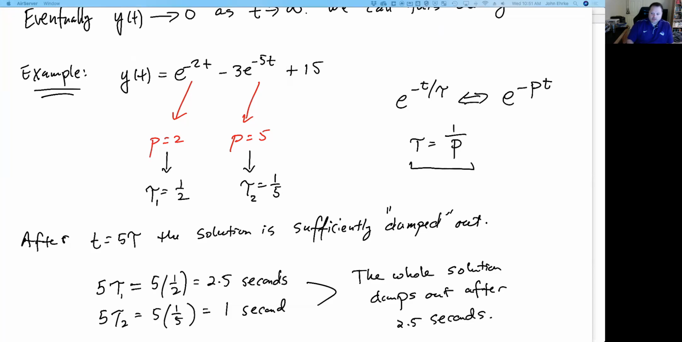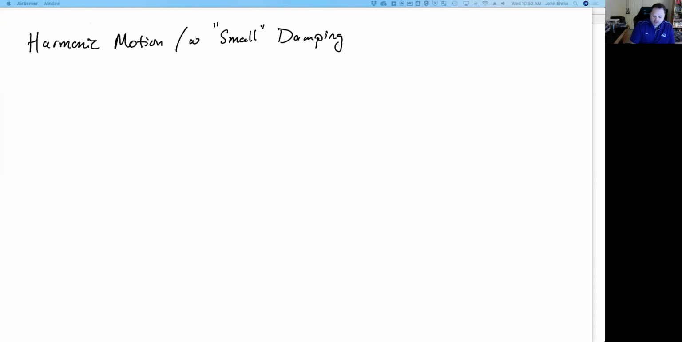All right, so let's talk about what happens if we have a little bit of oscillation. So this is harmonic motion with a small amount of damping. And once again, we'll classify later in the course what a small amount of damping is.